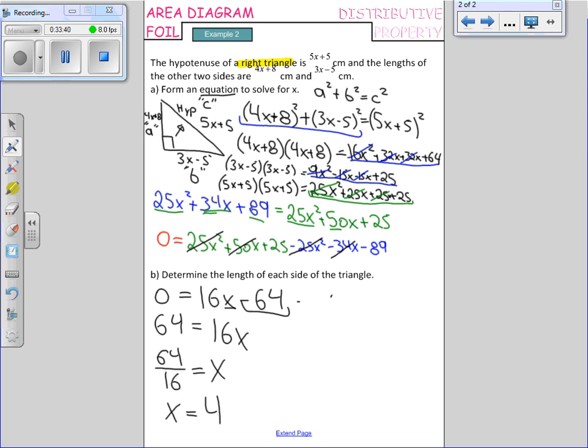Yeah, Matthew. Yes, sir. Okay, there's like 2 seconds left. How do you determine each length of the triangle now? You just sub in 4. So you're going to put 4 into this side, 4 into that side, and 4 into that side, and it'll give you the 3 side lengths.